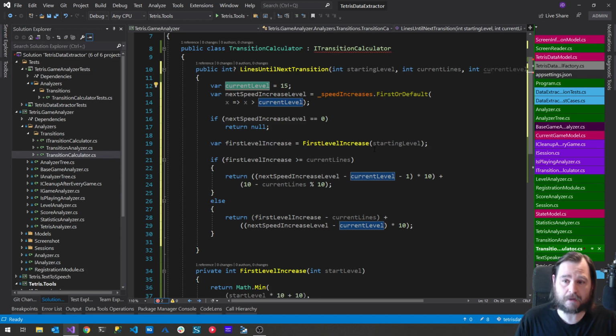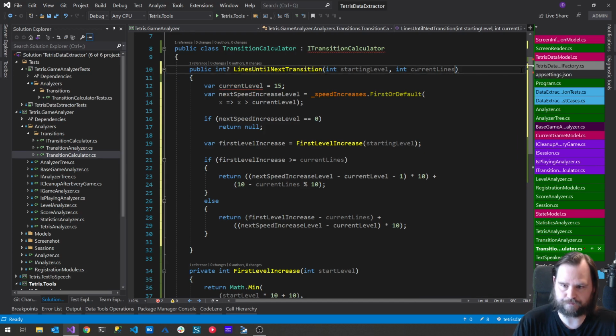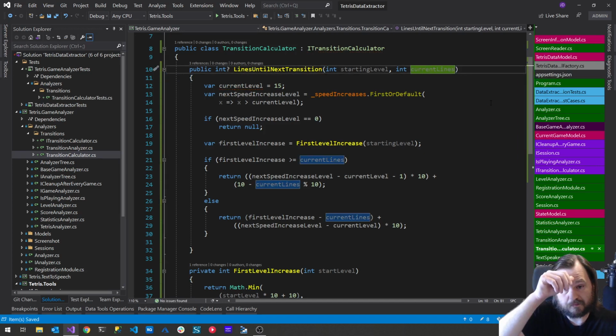Now, we could already have been lazily loaded based on previous analyzers, we could have already figured out what the current level is. But perhaps we don't really want to rely on that, because nothing is saying the current level has already been calculated, that the data has already been extracted from the screenshot. It might not. So I think the proper thing to do is just to generate it.